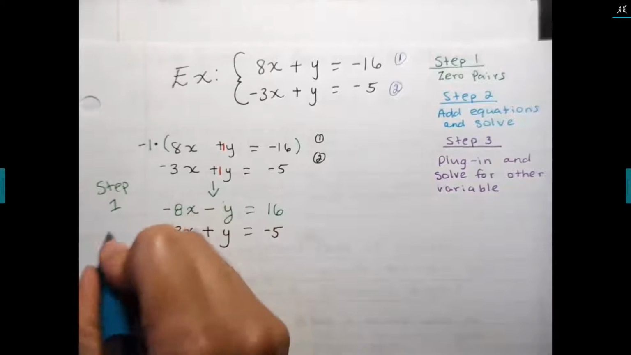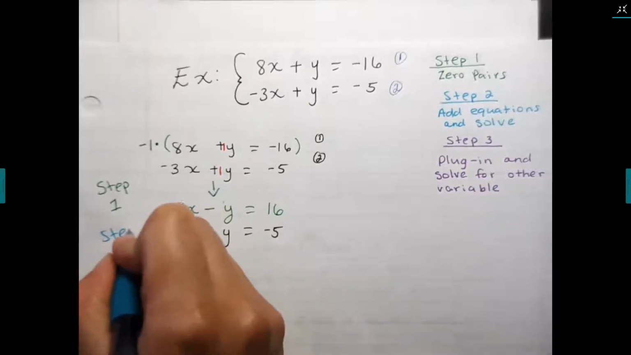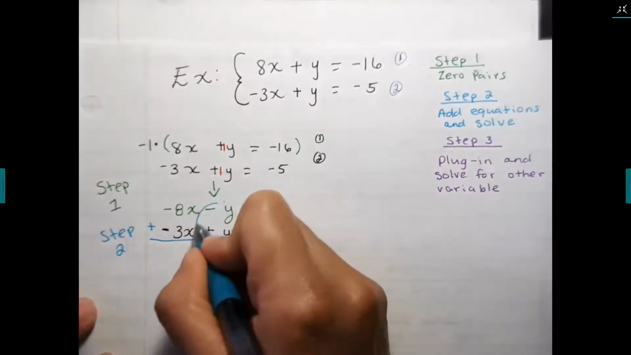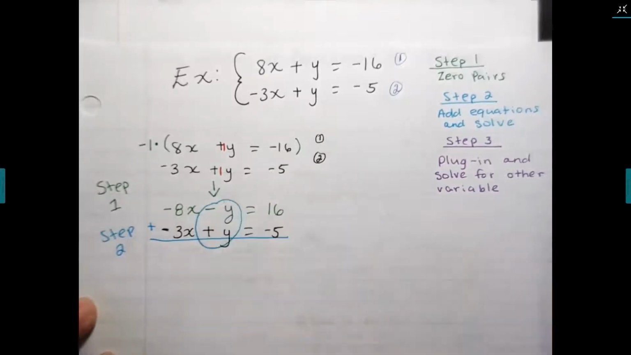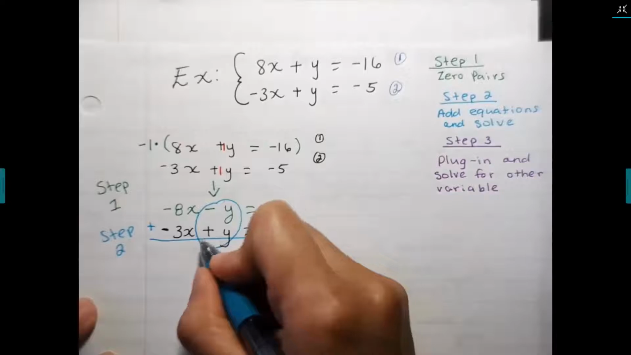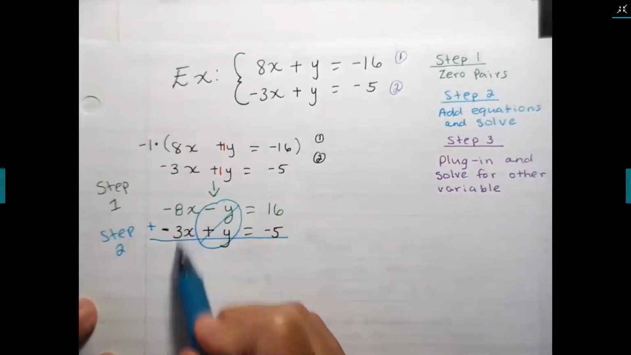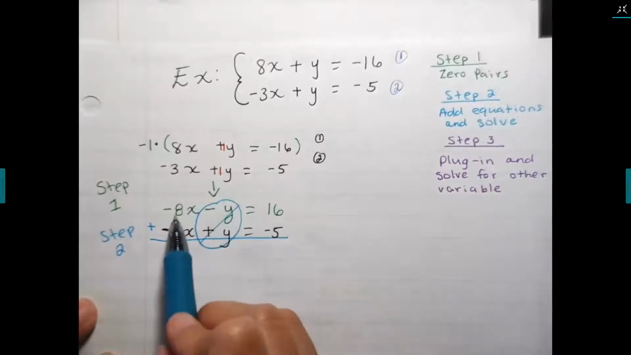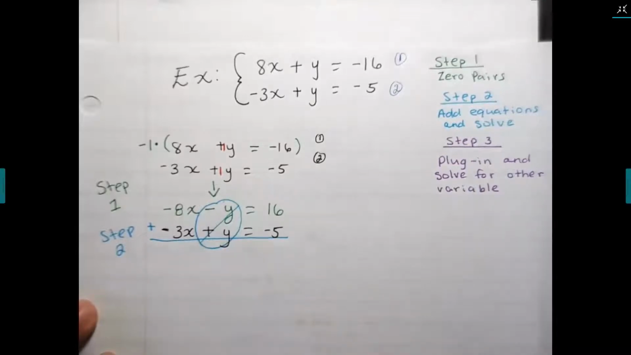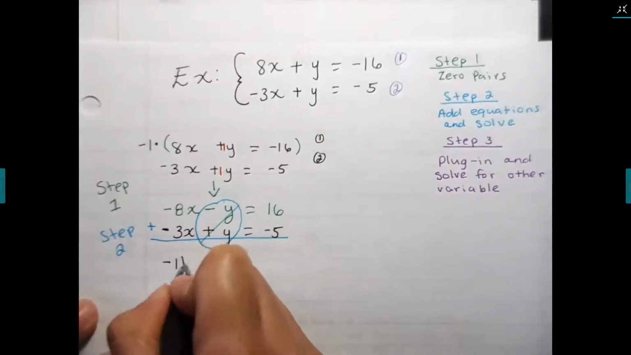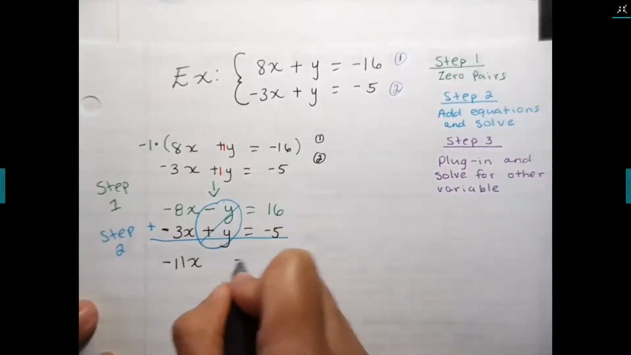So that allows me to move on to step 2, where I add the two equations. When I add the two equations, -y plus positive y cancels out. So that's my zero pair. And then I just have to add the rest of the equation. So -8x and -3x gives me -11x. That's gone. Equals.